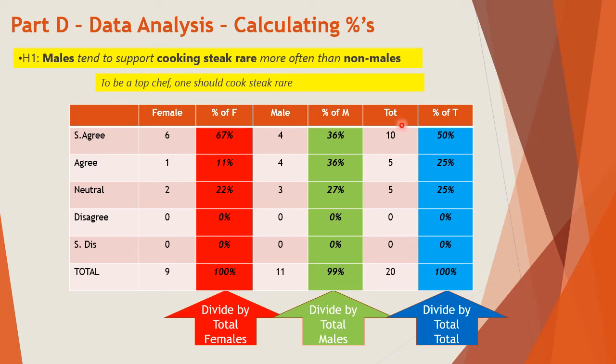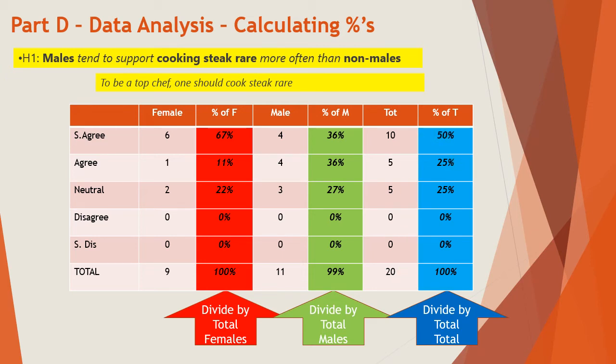And then, of course, the total number of people that agreed was 6 plus 4, or 10. That was strongly agreed, excuse me. The number that agreed was 1 female and 4 males, or 5 total. 2 females and 3 males is 5 total, etc. And we do the same thing here. 10 divided by 20 is 50%. 5 divided by 20 is 25%.